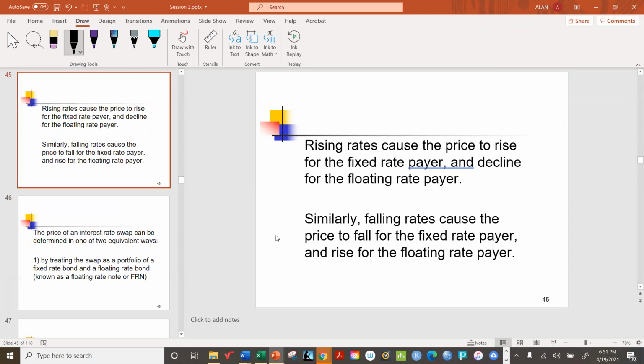Now, of course, as you can probably guess, if you're the fixed rate payer and the floating rate receiver, then if rates go up, you're happy because you're receiving higher interest payments. If you're the floating rate payer, this is exactly what you do not want to see. And of course, falling rates work in the opposite direction. They will cause the value of the swap to fall for the fixed rate payer and rise for the floating rate payer.